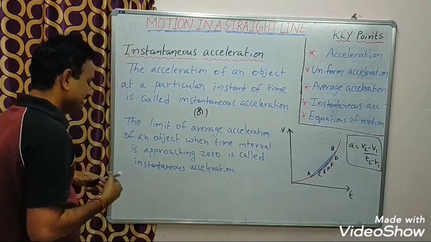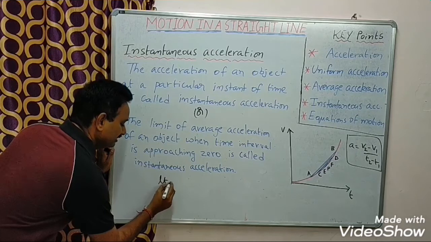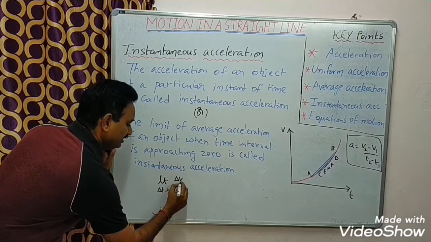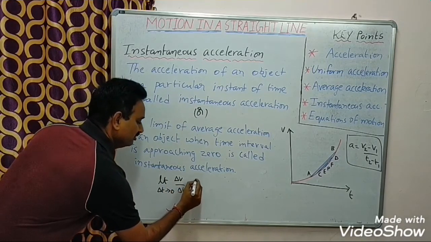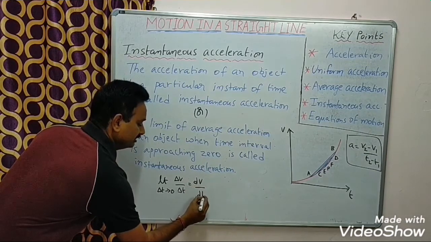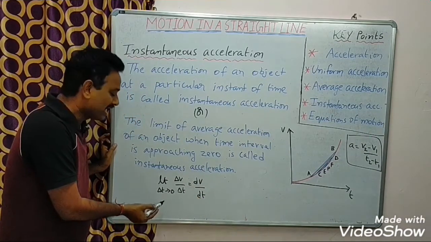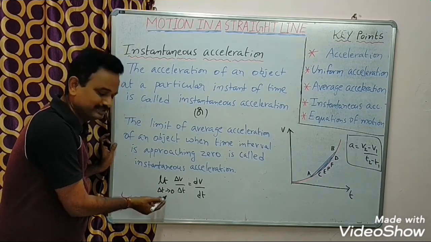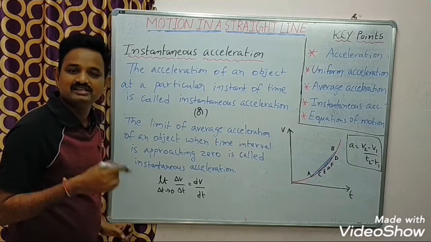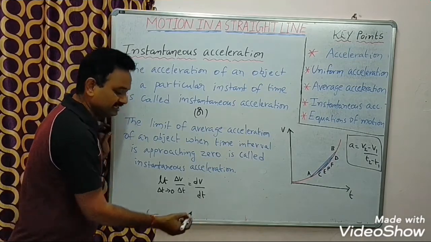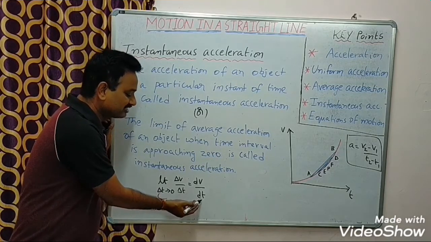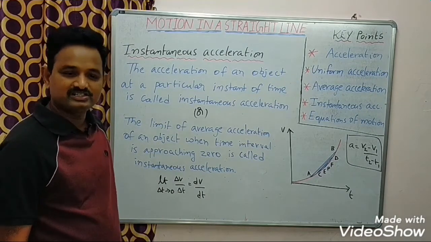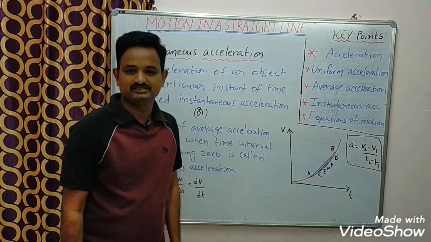Look at here. Instantaneous acceleration means limit as delta t tends to 0 of delta v by delta t, which is equal to dv by dt. That means the limit of average acceleration of an object when time interval is approaching 0 is called instantaneous acceleration. That we can write as dv by dt, that means derivative of velocity with respect to time. That's about instantaneous acceleration. Next we will discuss equations of motion.